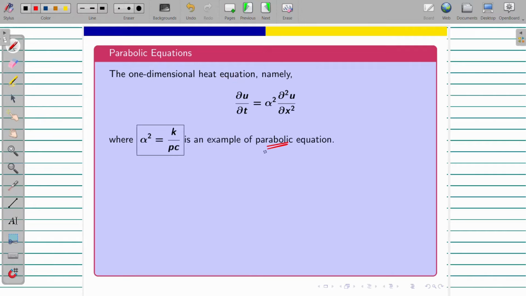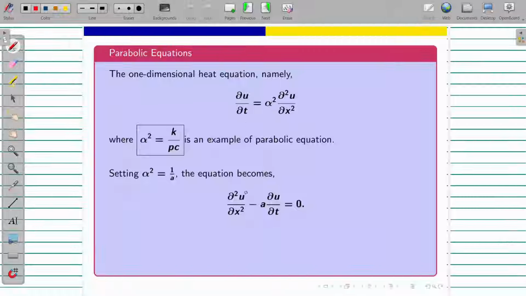This is an example of a parabolic equation. You can ask how it is. I will tell you. Here, setting alpha square equal to 1 by a, for convenience, we are going to take this. Then this equation will be reduced to the second derivative of u with respect to x minus a times dou u by dou t equal to 0. Now the a value here is 1, b value is 0, c value is 0. Find the discriminant b square minus 4ac, the value will be 0. If it is 0, you know very well it is parabolic. Am I right? Right.